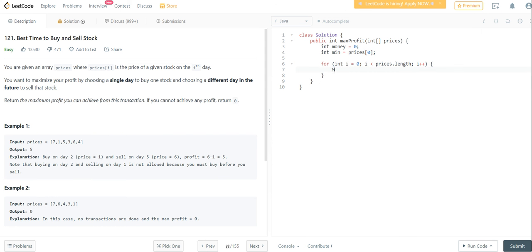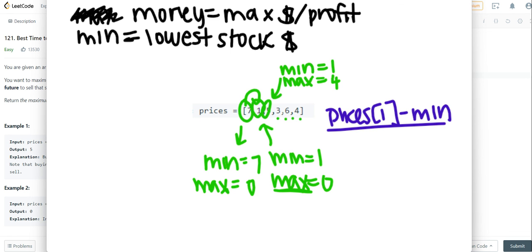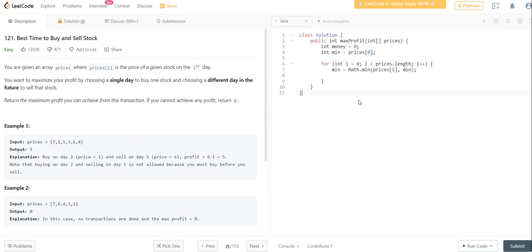Or you can condense this by saying min is equal to Math.min of prices of i and min. Then we're also going to be updating our max, or our money value, which represents the max profit that we can make. And remember how we calculated that? We took the current value and subtracted the minimum value. As a formula, we took prices of i and subtracted min. And we found the Math.max between this and the existing value. So, money is equal to Math.max of money and prices of i minus min.